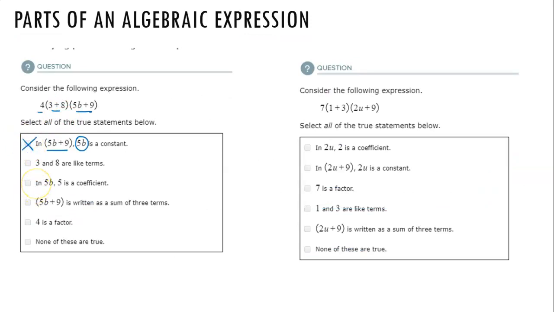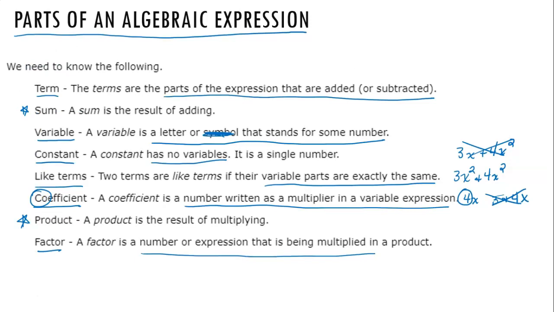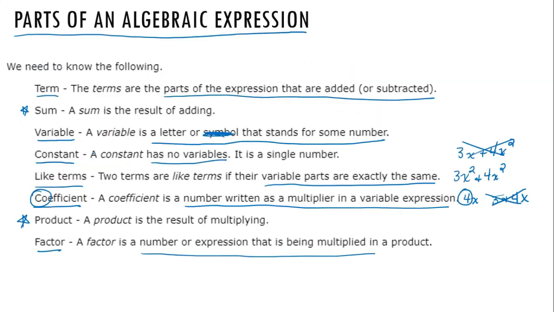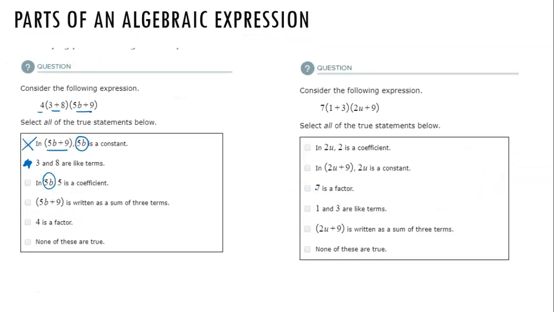3 and 8 are like terms. Well, remember, like terms have to have their variable parts exactly the same. Well, this one looks a little weird, but we would mark this as one of our answers. 3 and 8 are like terms because neither of them have a variable. In 5b, so we're only looking at 5b, 5 is a coefficient. Well, remember, coefficient is a number written as a multiplier in a variable expression. Is 5 being multiplied by b? It is, so we would mark that as true.